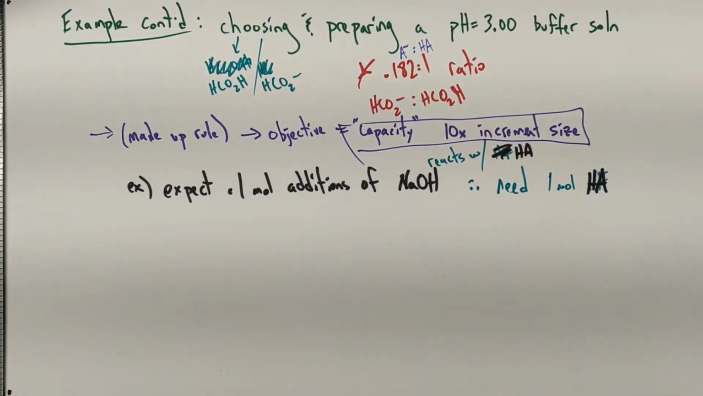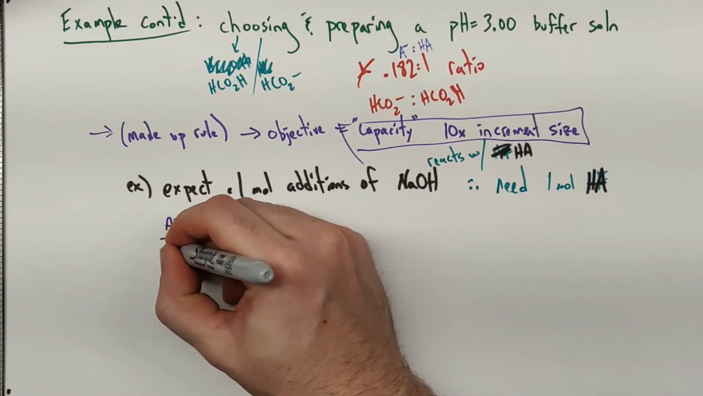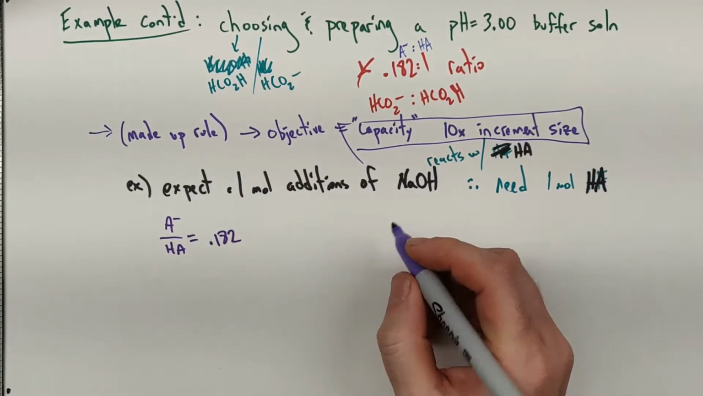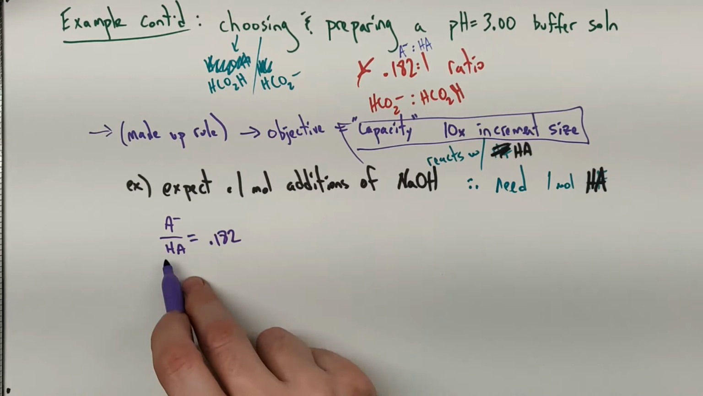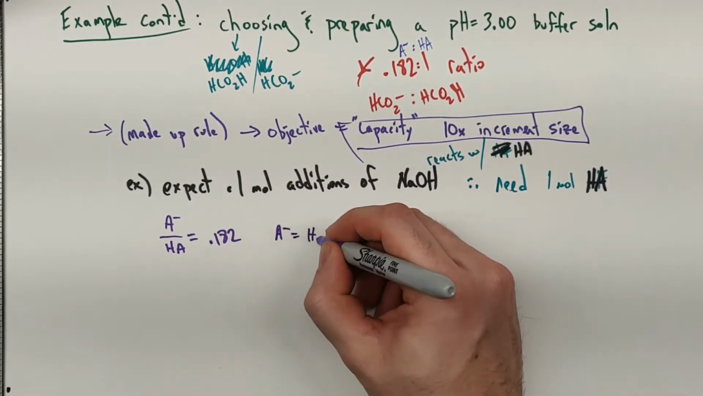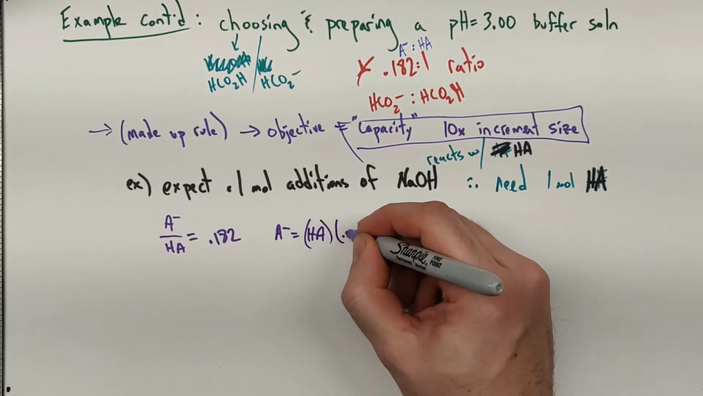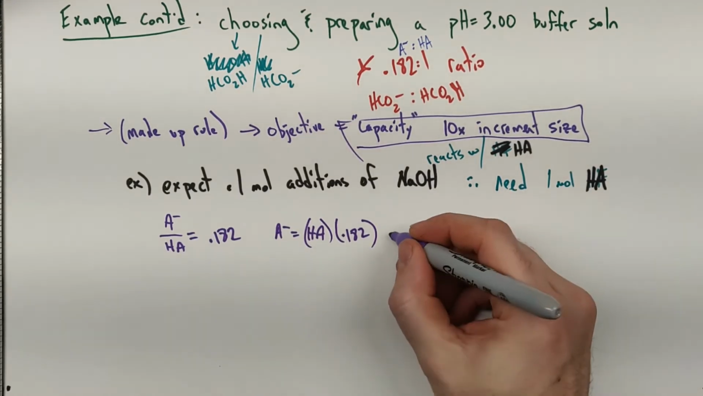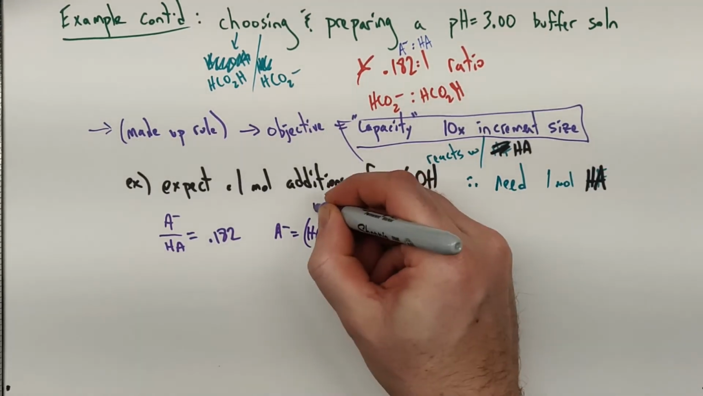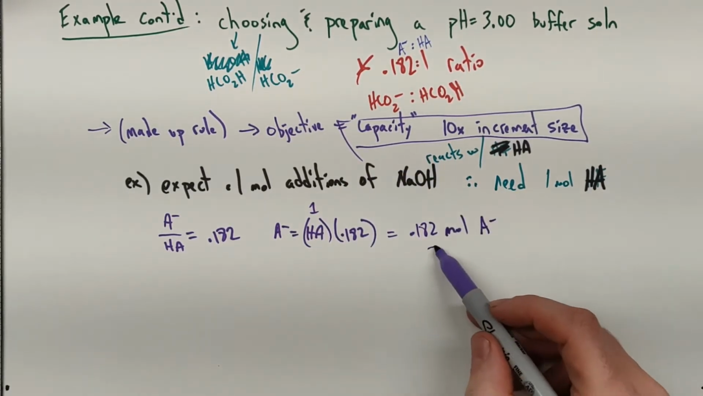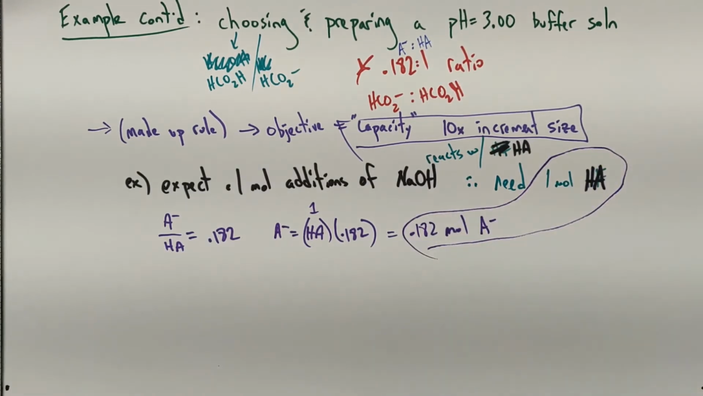But so we have this ratio, 0.182 to 1, where we need 1 mole of HA. We know per the Henderson-Hasselbalch equation that we should have A minus over HA, in this particular case, is going to be 0.182. And so if we know that HA is 1, we can say that A minus is going to be HA times 0.182, which is unsurprisingly 0.182 if this is a 1. Alright, and that's the moles of A minus, and that would get us the ratio that we need.